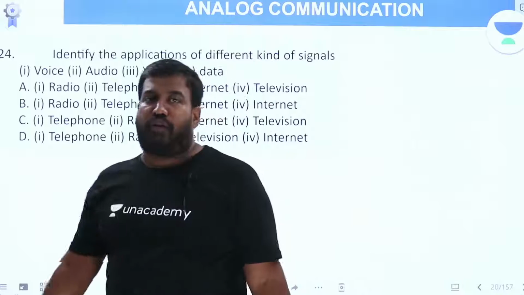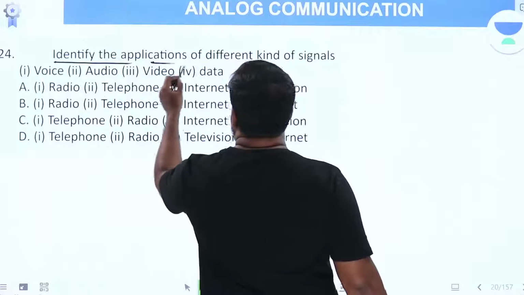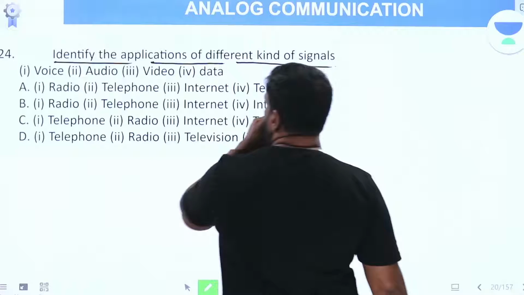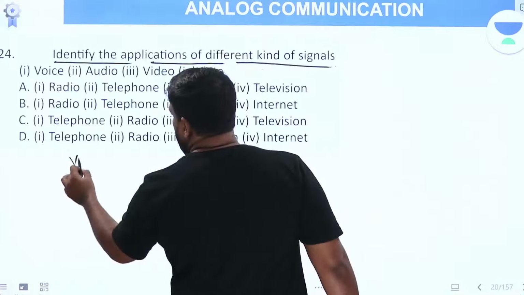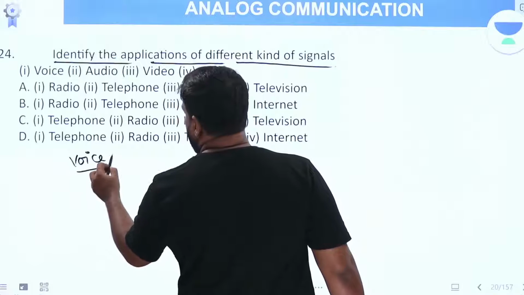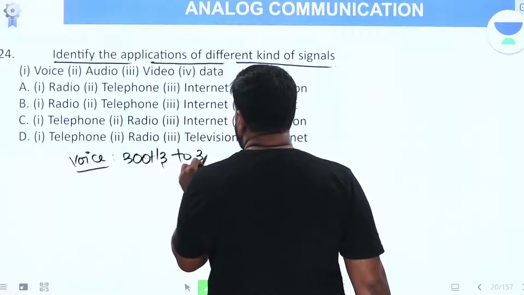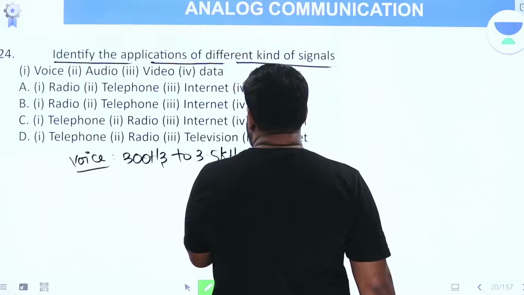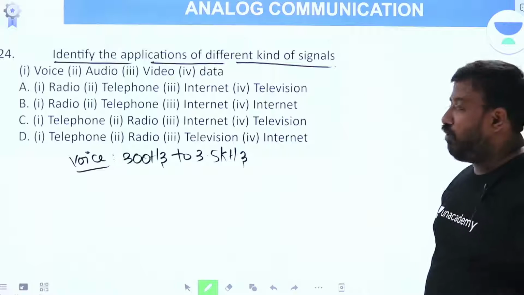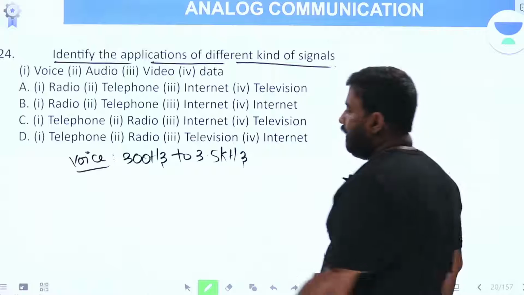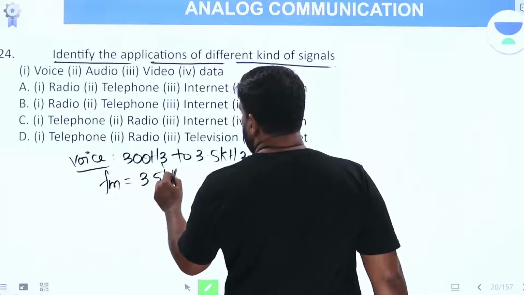Identify the applications of different kinds of signals. What are the signals given? Voice signals. First tell me what is the range. Voice signal will be between 300 Hz to 3.5 kilohertz. The maximum frequency for voice signal, the highest modulating frequency, is 3.5 kilohertz.